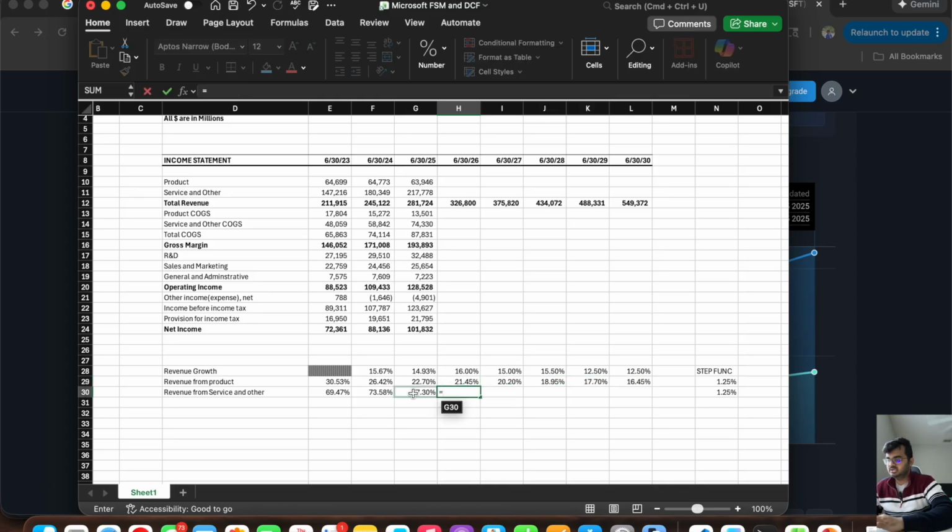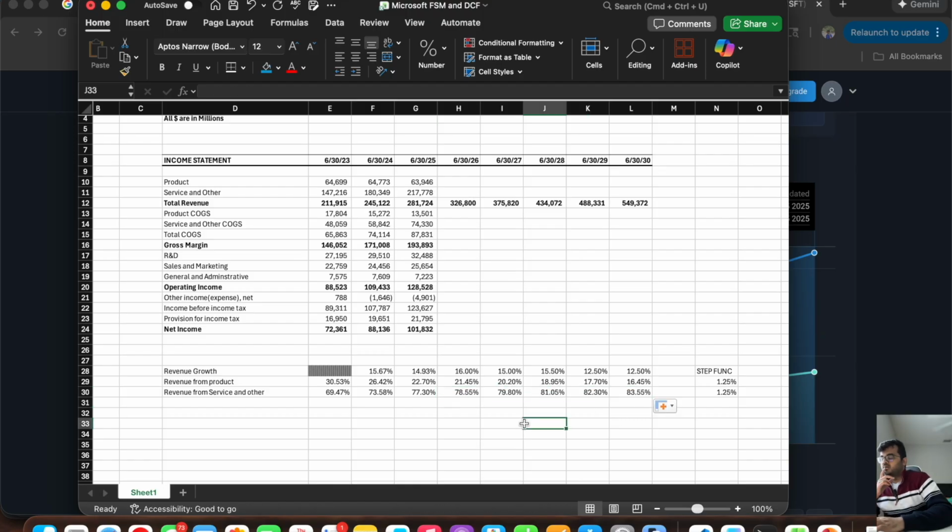Then similarly, I would say the service would grow by this number. Again, this is my assumption based on what I understood from Microsoft's business. You could argue that this number might differ, or product can be still 22% for the next 5 years, and service and other can be the same 77% for the next 5 years.